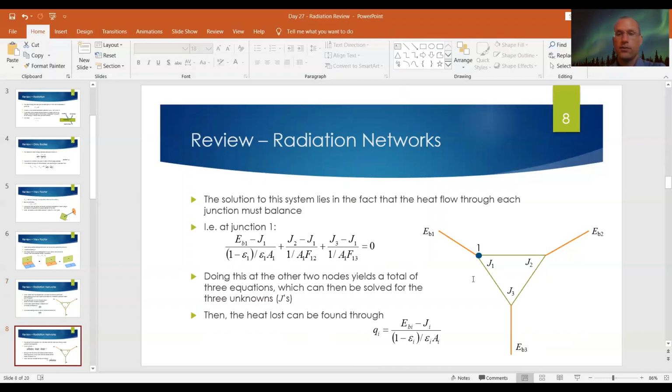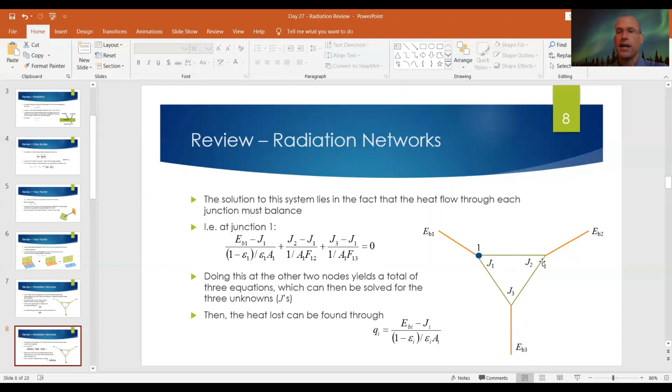Then once I have all those resistances down, I can write down some equations. Generally I have 3 unknowns, J1, J2, and J3. I generally know the temperature. For example, I know the temperature of object 1, object 2, and object 3. So I know all my EBs, but I don't know all my Js. And so to find all my Js, I generally write down 3 equations for 3 unknowns.